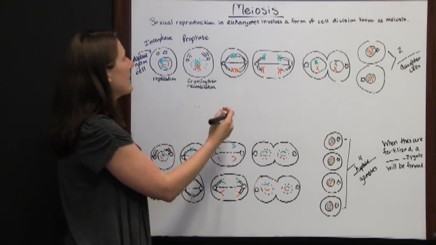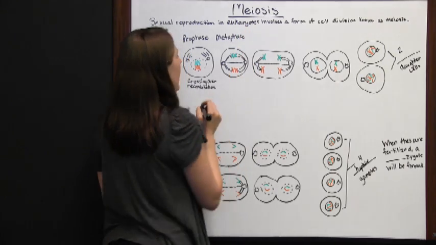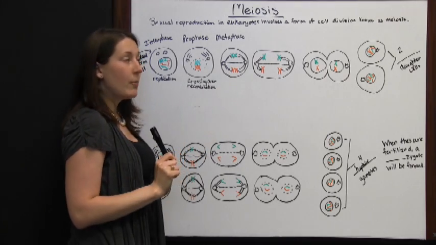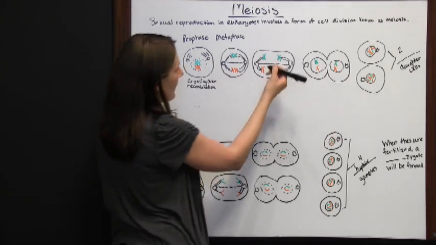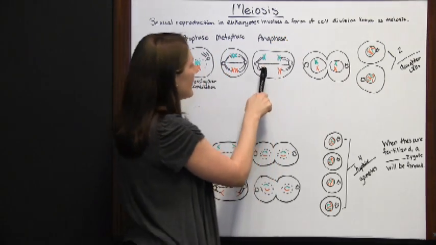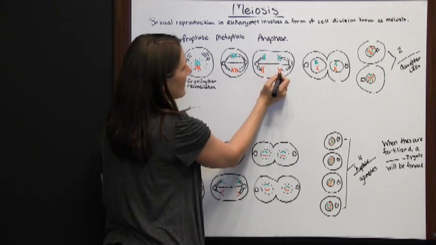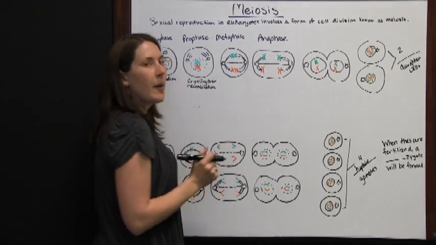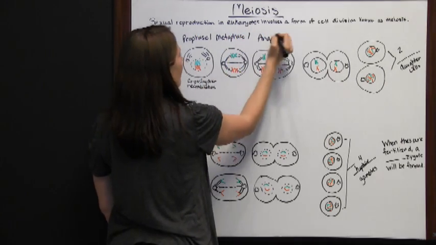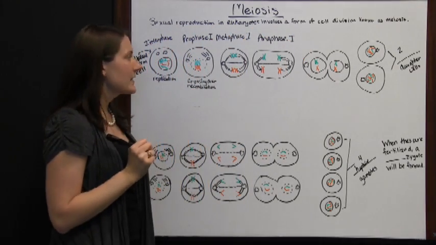Then we move on to metaphase. And in metaphase, your centrosomes are starting to pull the homologous pairs apart. And then we move on to anaphase. And you can see they actually are getting pulled further apart. They're not crossing over anymore, and they're starting to move to opposite sides of the cell. And these are all prophase 1, metaphase 1, anaphase 1, because this is kind of a two-step process.